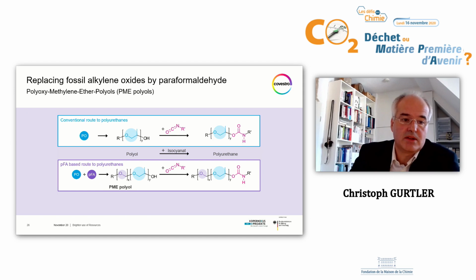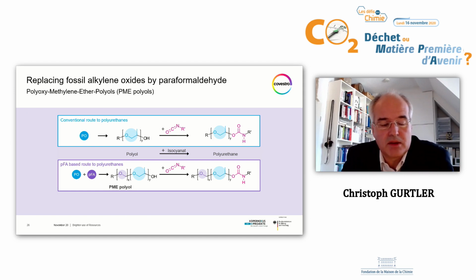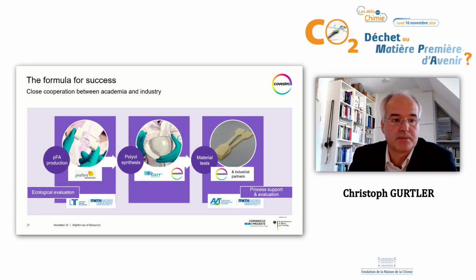What happens? We take this indirect use made as intermediate, attach propylene oxide onto it, and we end up with a polyol that contains the polyoxymethylene moieties, and finally let it react with an isocyanate and end up with polyoxymethylene polyurethane type material. Again, funded by the German ministry, what's called Copernicus Project, and we are grateful for the support. This is a new class of material called PME polyols, polyoxymethylene ether polyols.